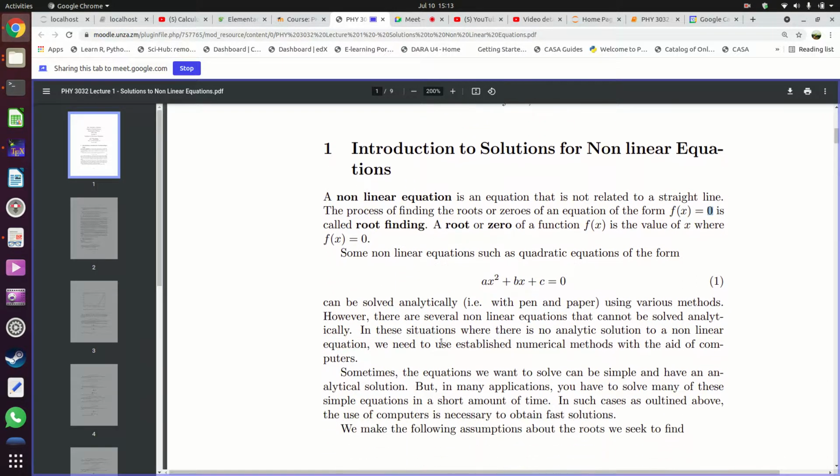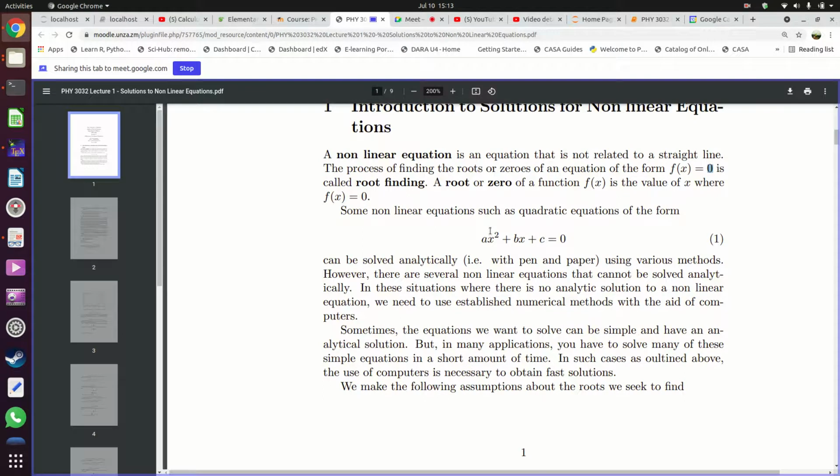So, for example, there are other ways you can do this. For example, there are nonlinear equations like a quadratic equation. There are a number of ways you can solve a quadratic equation. You can solve a quadratic equation using factorization, using the sum of squares, using the quadratic formula. So that's factorization, the squares, and also the quadratic formula. Those are ways of solving an equation which is not a straight line using pen and paper.